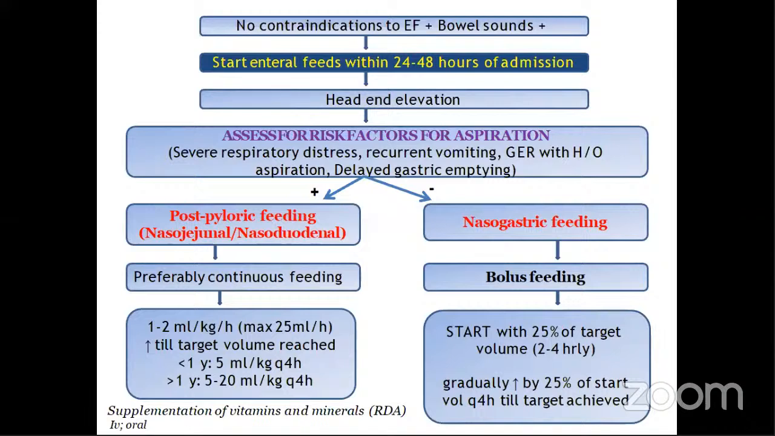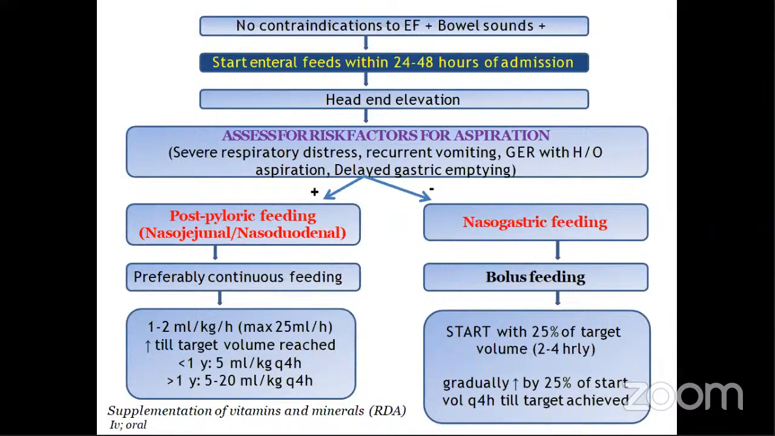Now, what do we have to do with this 120 ml? This has to be divided into a volume which can be given 2 to 4 hourly. Suppose I decide that I have to give 4 hourly, so there'll be 6 feeds. Once you divide 120 by 6, it will be 20 ml 4 hourly feeds that would be given.